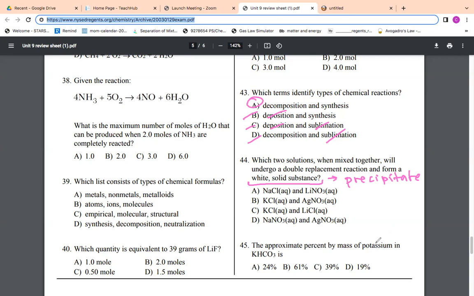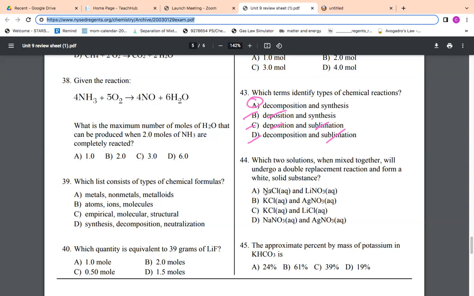So this question is a little bit of a challenge because we need to first figure out what the products are. In the choices, they're not giving us the products. They are giving us the reactants. So they're saying, for example, choice A, when you mix sodium chloride and lithium nitrate together, will this reaction actually work? Will one of the products give you a white solid substance? Will one of the products be insoluble? So first you have to figure out your products.